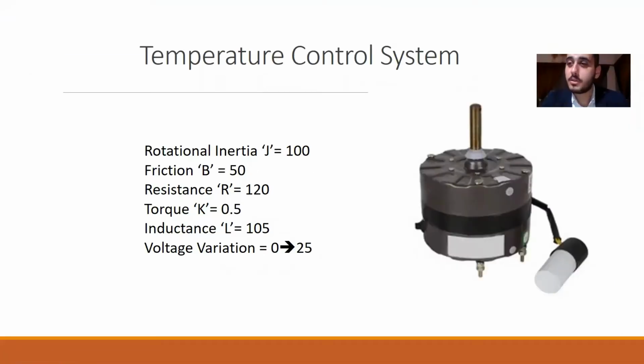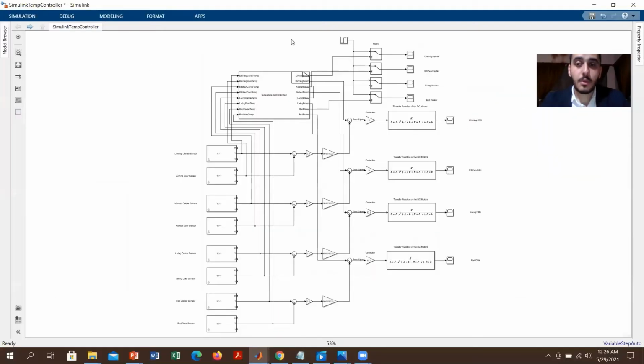My topic is about how to control the temperature in the room with respect to the temperature needed by the user. As you can see here, we are using this type of DC motor, which has an inertia of 100, a friction of 50, resistance of 120, torque of 0.5, inductance of 105, and the voltage can vary on its terminals from 0 to 25 volts. We have designed this control system so that we can control the temperature in each room.